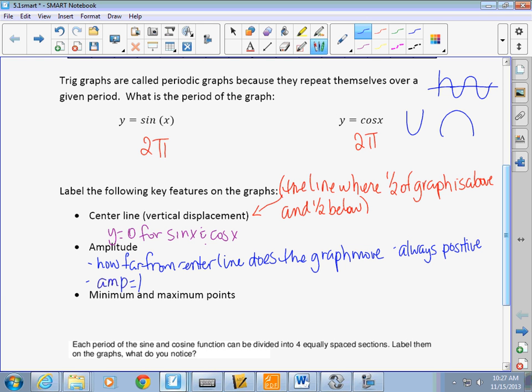So for these ones here, y equals 1 is a maximum value. That's as high as we could go. And y equals -1 was your minimum value. So this is basically the same thing as your range. y was in between -1 and 1. So you could write them either way, and you want to put your minimum first.